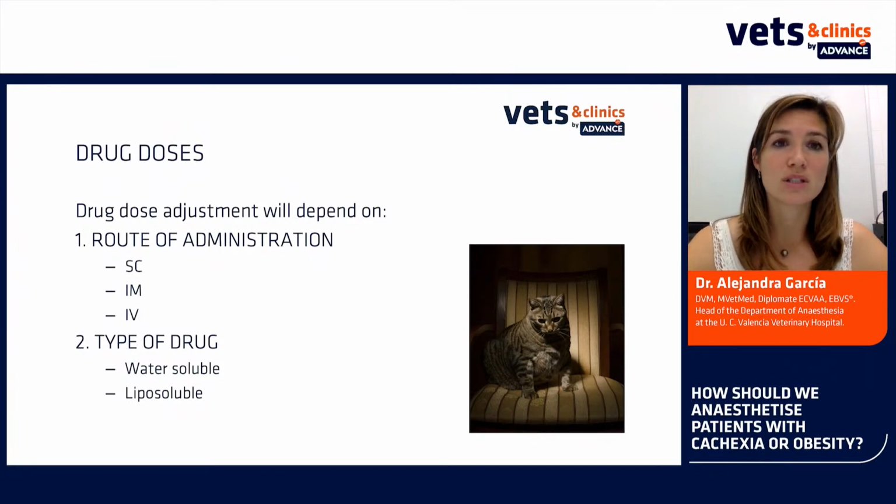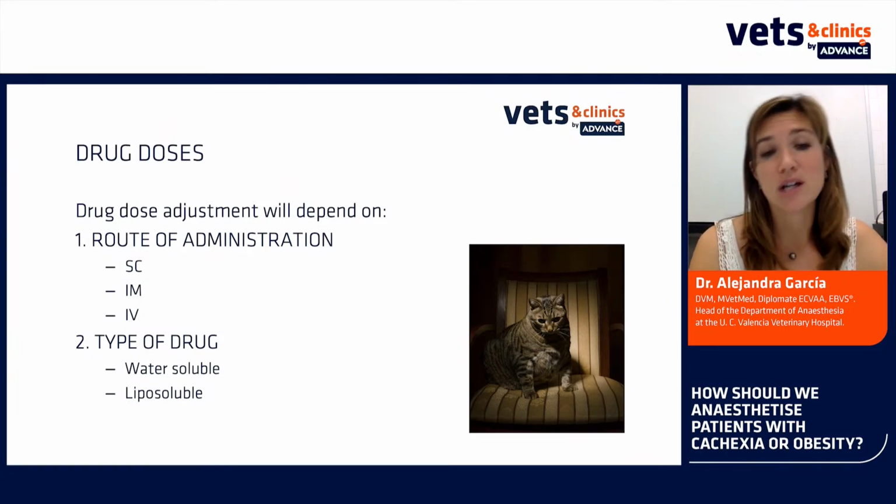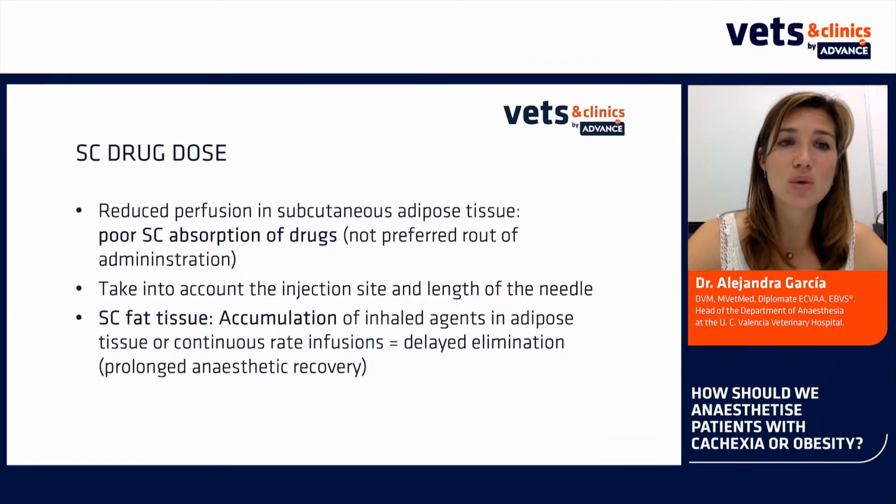So the drug doses and the adjustment of this dose will depend primarily on two things. First, the route of administration that we are going to use for the patient, and the type of drug that we are going to give. For the route of administration, we can think about subcutaneous, intramuscular, or IV drugs, centering on anesthetics. And then the type of drug: some anesthetics are more water soluble, and some others are basically lipid soluble.